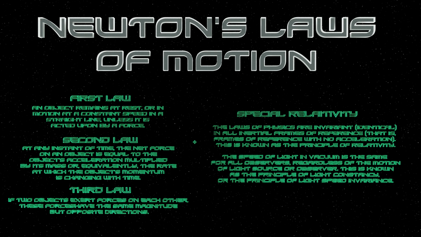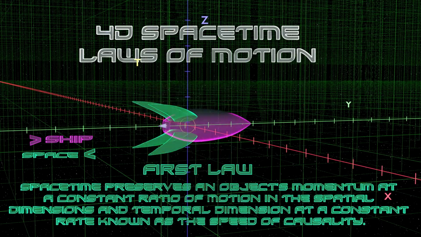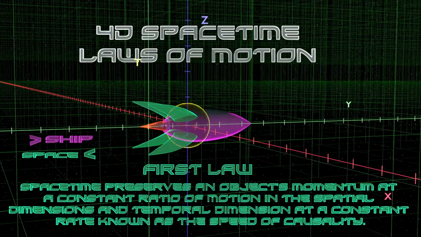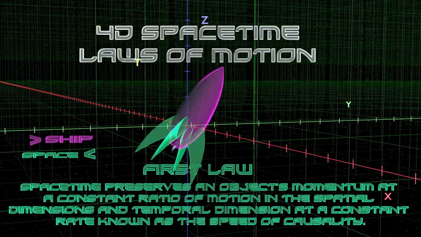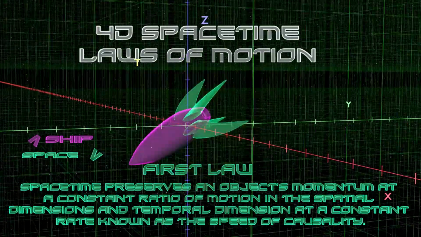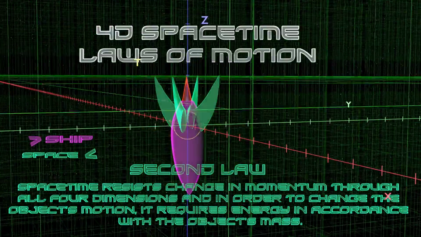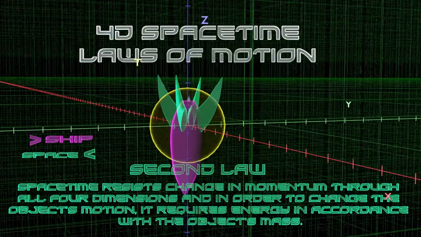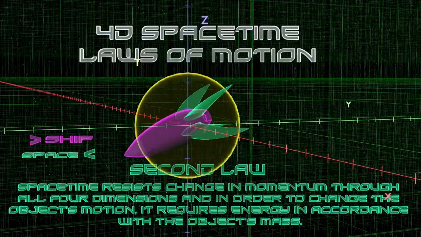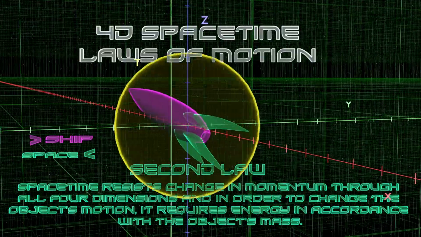On this foundation, we can include special relativity and the understanding of motion through a fourth temporal dimension. The first law of 4D motion: spacetime preserves an object's momentum at a constant ratio of motion in the spatial dimensions and temporal dimension at a constant rate known as the speed of causality. The second law of 4D motion: spacetime resists change in momentum through all four dimensions, and in order to change the object's momentum, it requires energy in accordance with the object's mass.